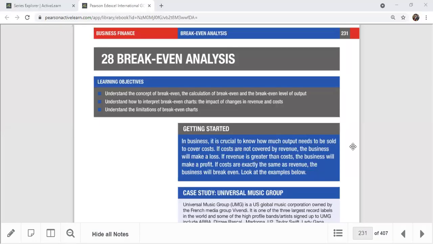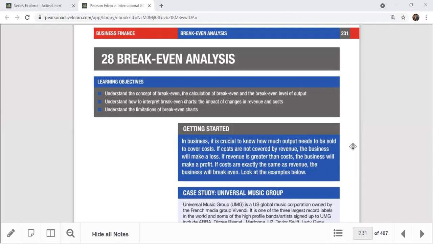Hi everyone. Break-even analysis is another financial analysis model that we use to find out a very important thing: the minimum quantity that an organization needs to sell in order to survive. This is the break-even analysis, the survival point.